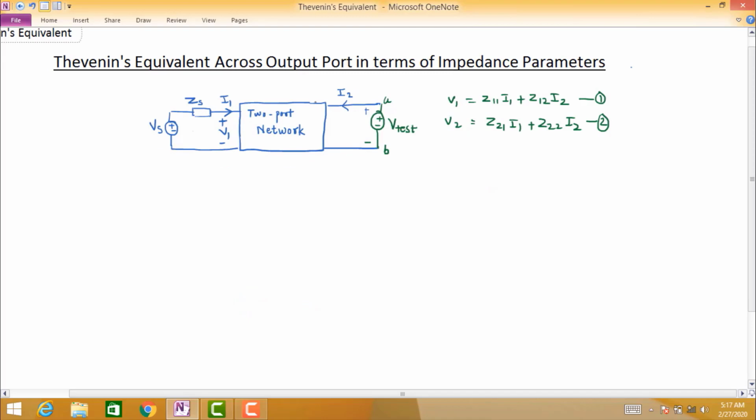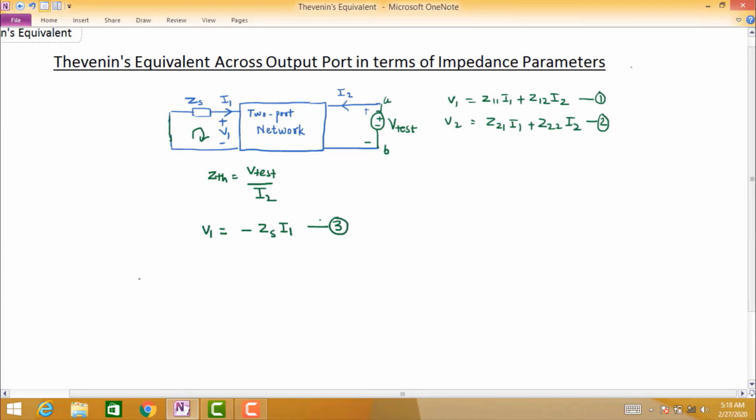To calculate the Thevenin's equivalent impedance, remove the ZL impedance and apply a test voltage between the nodes A and B, and replace the Vs voltage source at the input by its internal impedance. That means it will be short circuited. To find the Thevenin's equivalent, we can write ZTH is equal to Vtest upon I2. Apply KVL at the input node. V1 is equal to minus Zs into I1. Assume it as equation number 3.